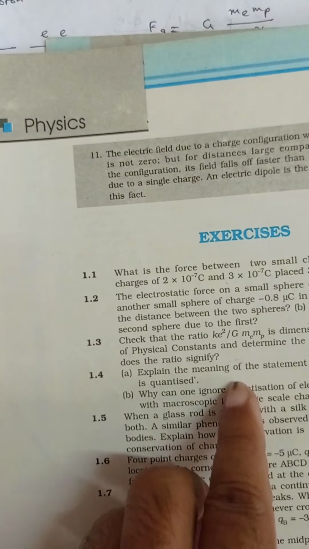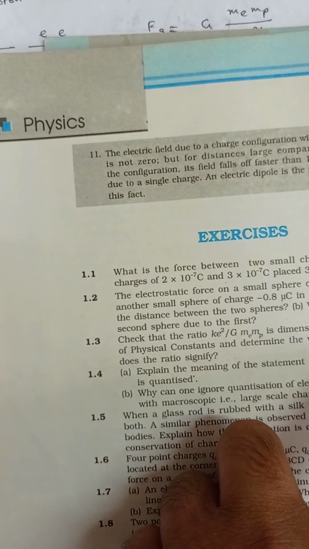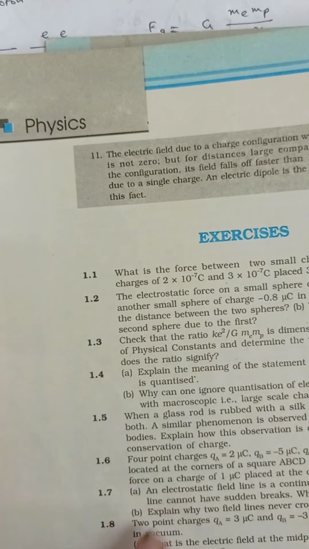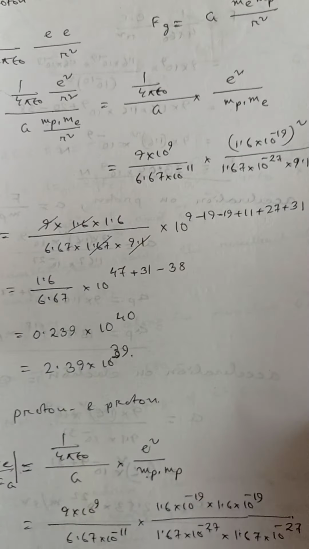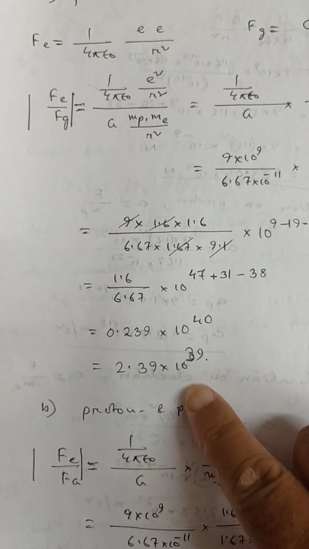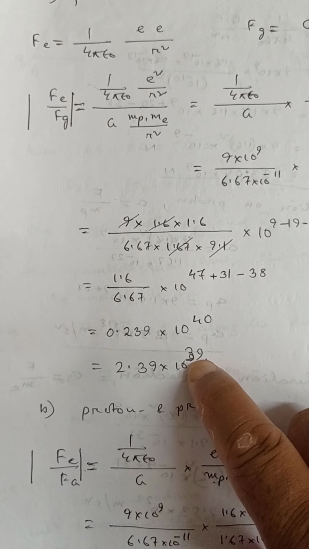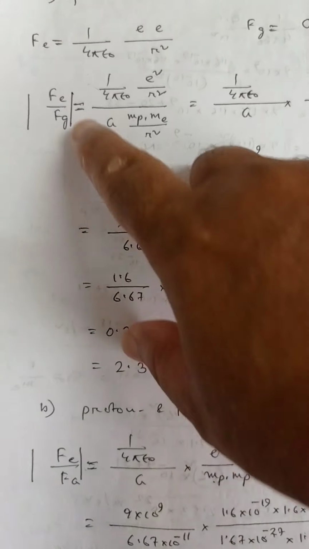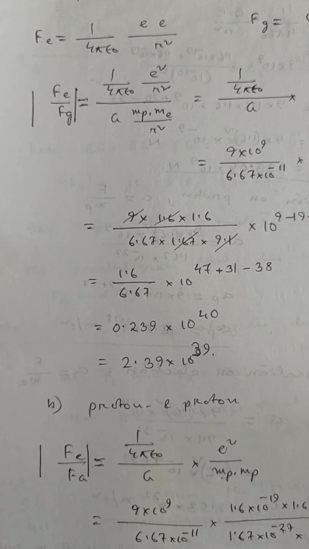We were asked here to determine the value of this ratio and what this ratio signifies. This ratio signifies that the electrostatic force is around 10 to the power 39 times stronger than the gravitational force between electron and proton.